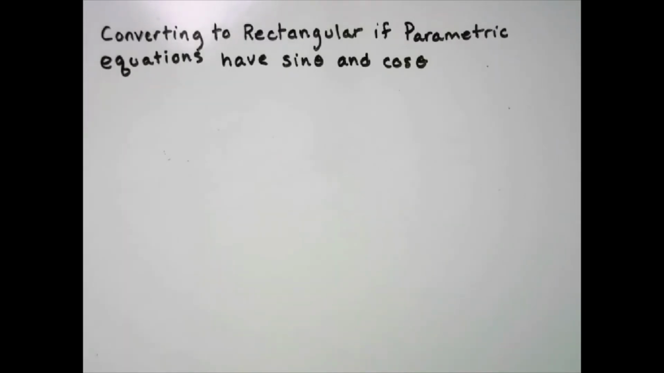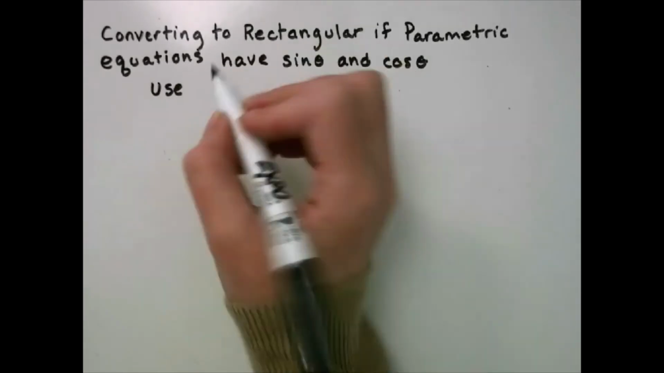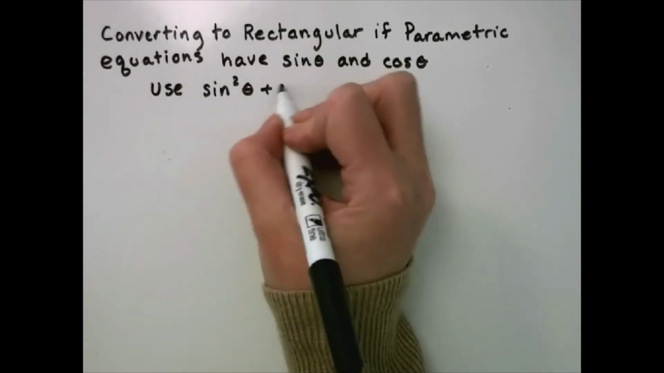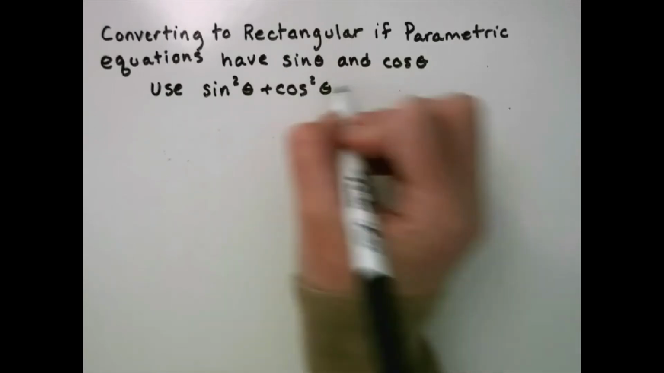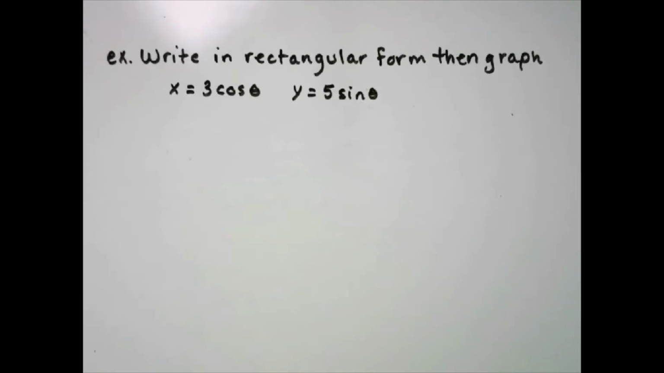Next we're going to look at equations that have sine and cosine. So converting to rectangular if the parametric equations have a sine and cosine, what we're going to use is our good old favorite sine squared theta plus cosine squared theta equals 1. So let's look at an example.